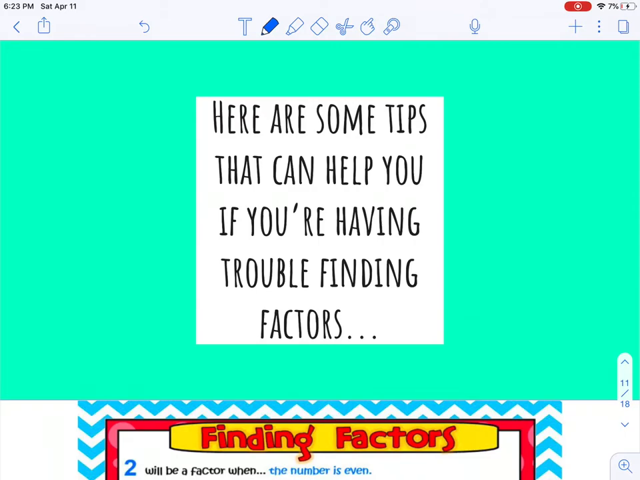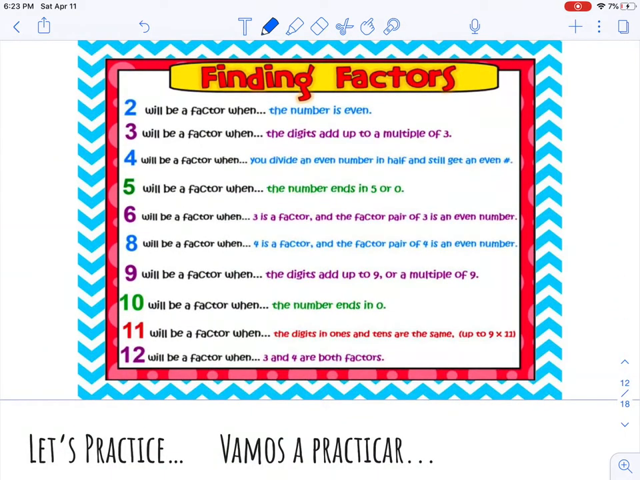All right, here are some tips that can help you if you're having trouble finding factors. If you want to pause this and study it for a little bit, these are some hints. 2 will be a factor when the number is even. 3 will be a factor when the digits add up to a multiple of 3. 4 will be a factor when you divide an even number in half and still get an even number. 5 will be a factor when the number ends in 5 or 0.